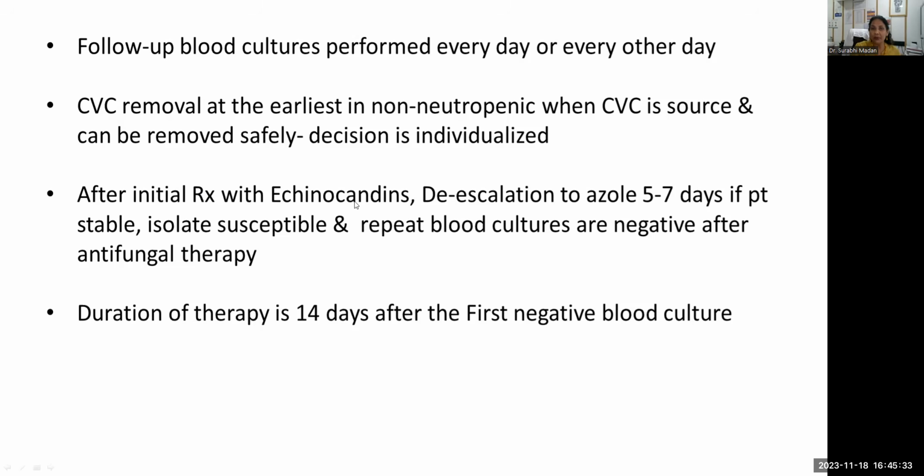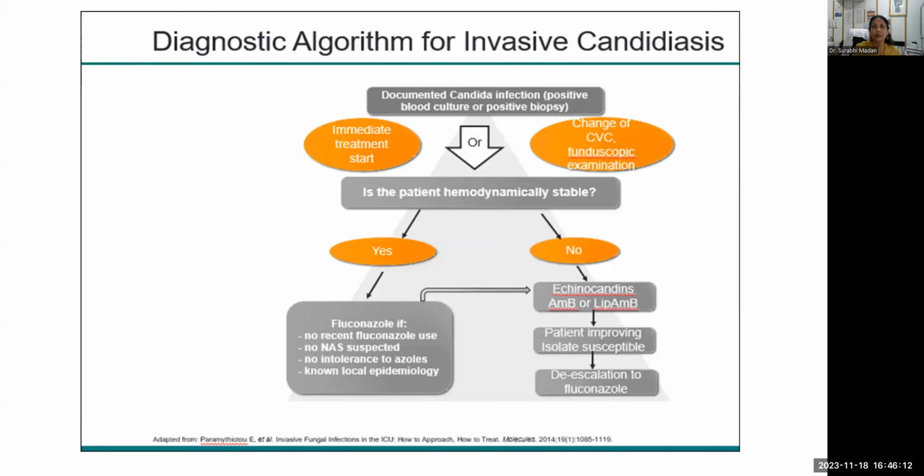Now, after initial treatment with echinocandins in critical patients, de-escalation to azoles can be done in 5 to 7 days, provided the patient is stable and responding to treatment, your Candida isolate is susceptible to fluconazole, and repeat blood cultures are negative after the antifungal therapy. What should be the duration of treatment? 14 days after the first negative blood culture is what has been taught till now. However, there is a recent paper where they have questioned this duration of 14 days, which is an empirically chosen duration basically.